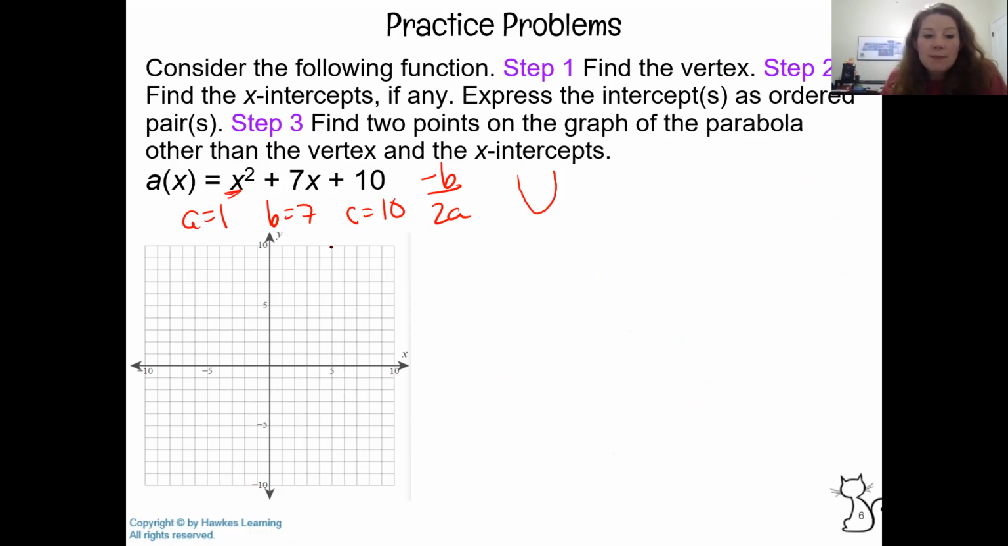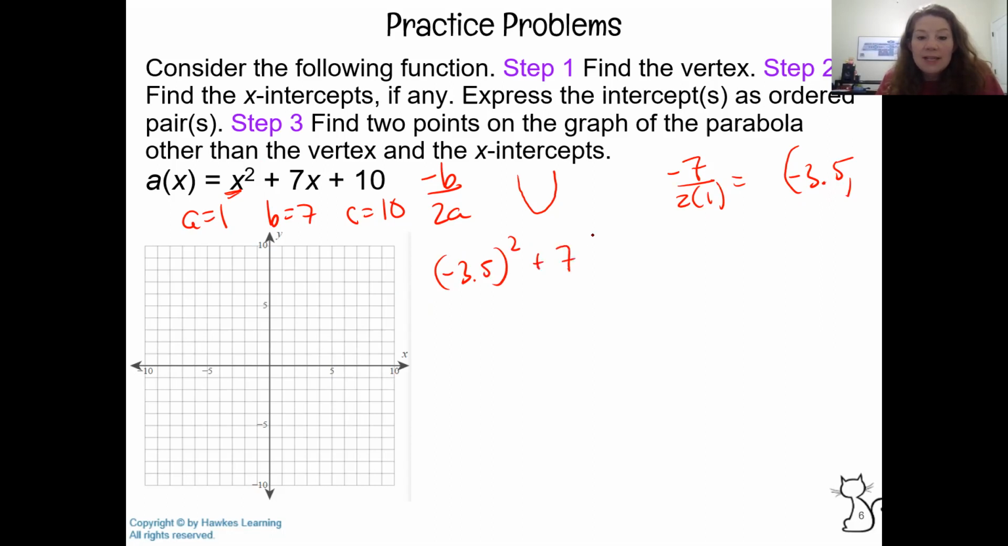So we're going to use the opposite of b, so the opposite of 7 over 2 times 1, which is -7 divided by 2, which is -3.5. So let's plug in -3.5 to figure out what y is. Well, we're going to say -3.5 squared plus 7 times -3.5 plus 10.